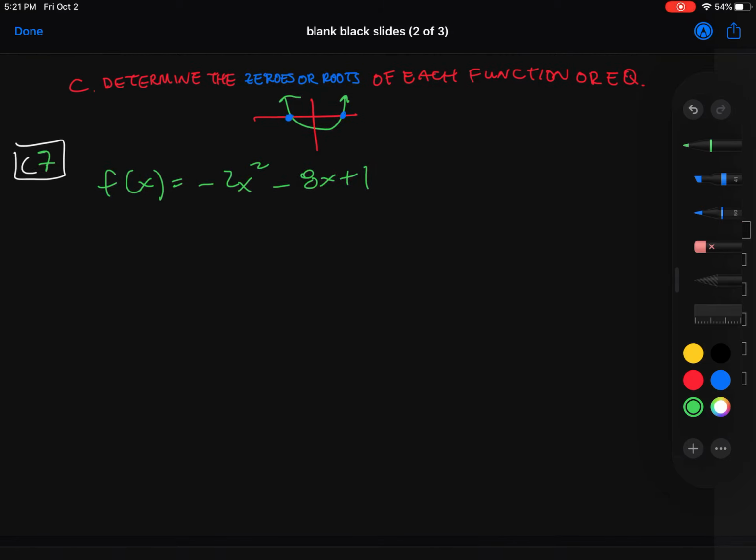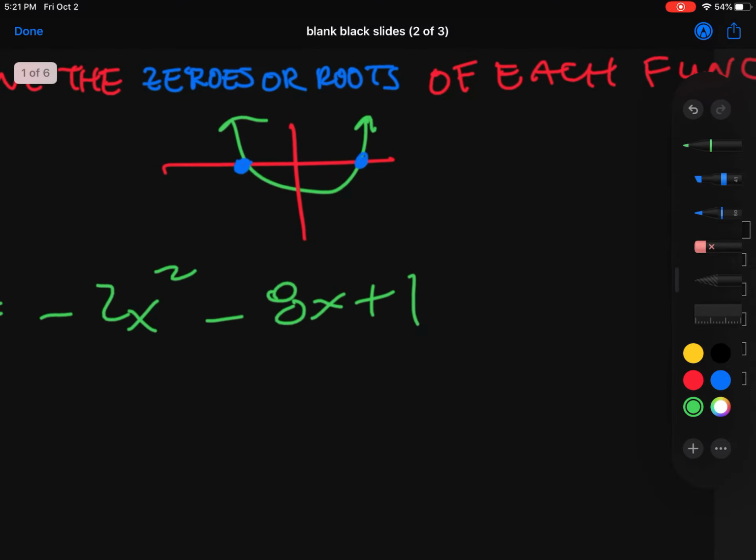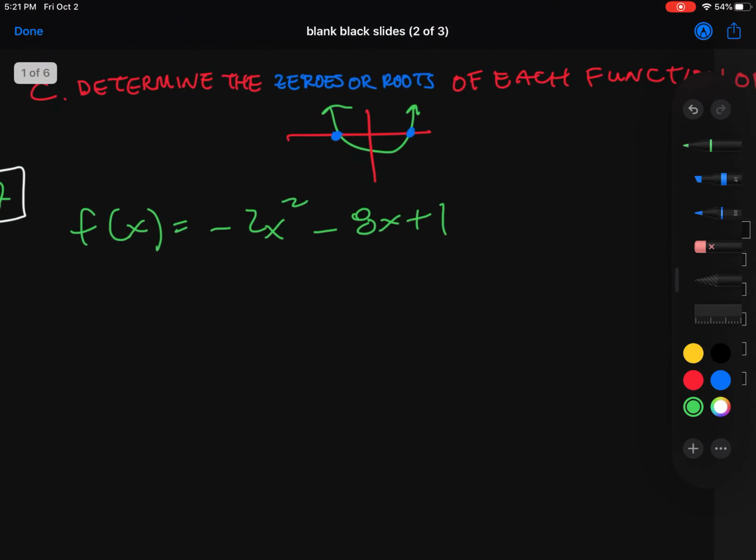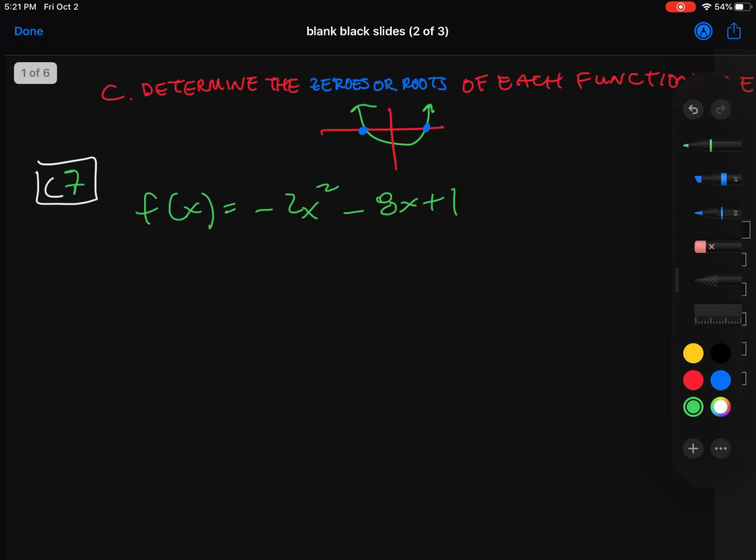Determine the zeros or roots of each function or equation. Remember, we're trying to solve for those blue dots there. And I have f of x equals negative 2x squared minus 8x plus 1. Remember, if you get kind of stuck or intimidated by the f of x, you can just change that to a y.